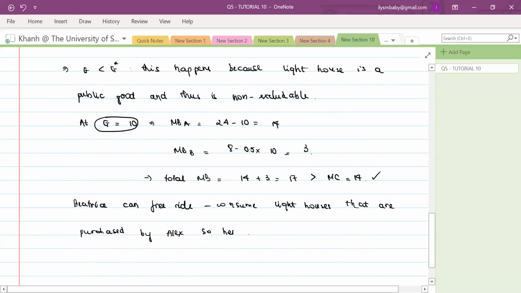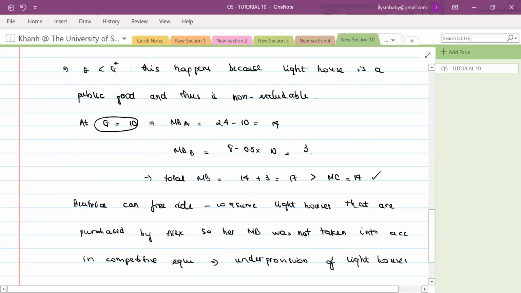So her marginal benefit wasn't taken into account in competitive equilibrium, and that is leading to an underprovision of the lighthouses. More should be produced, and we know that the optimal level is 12 units.